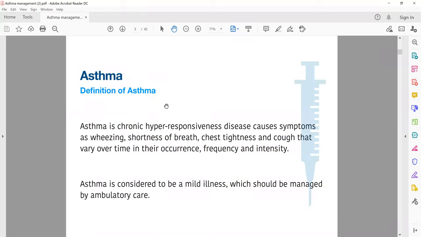Okay, first of all, we have to define asthma. Asthma is a chronic disease that's caused by hyper-responsiveness of the airway and manifests as wheezing, shortness of breath, chest tightness, and cough. These are the four main symptoms of asthma, and it occurs in an episodic way. It's not present all the time. So asthma, if it's managed well, will be a mild disease and can be managed by ambulatory care. That means the patient doesn't need to be attached to something or restricted in the hospital.